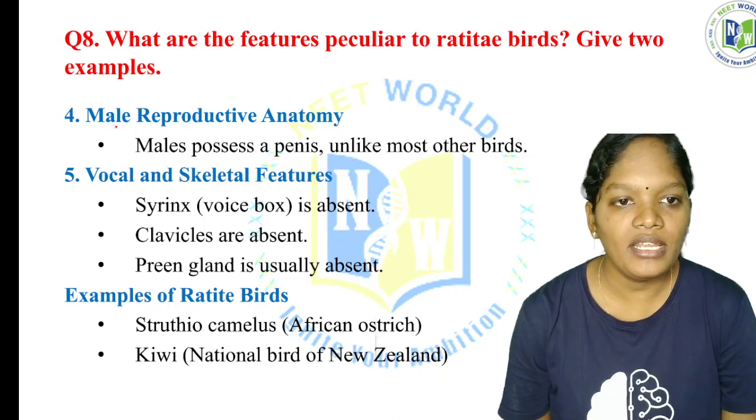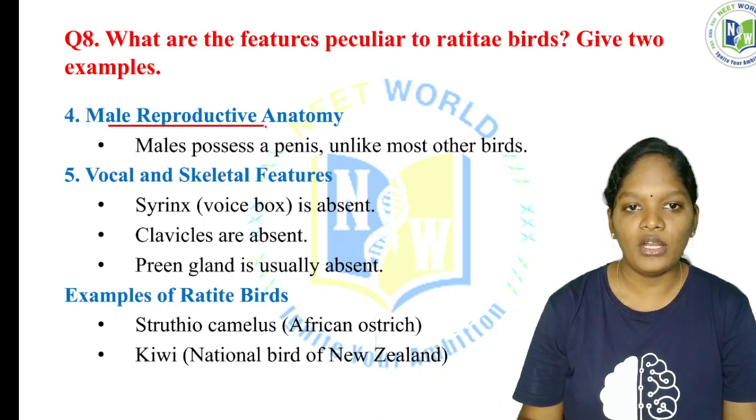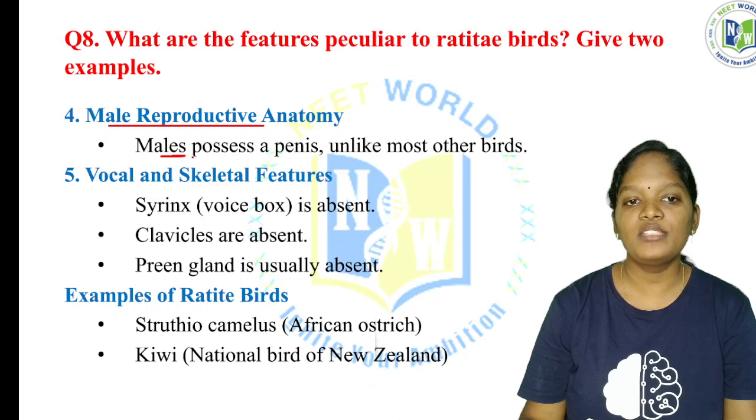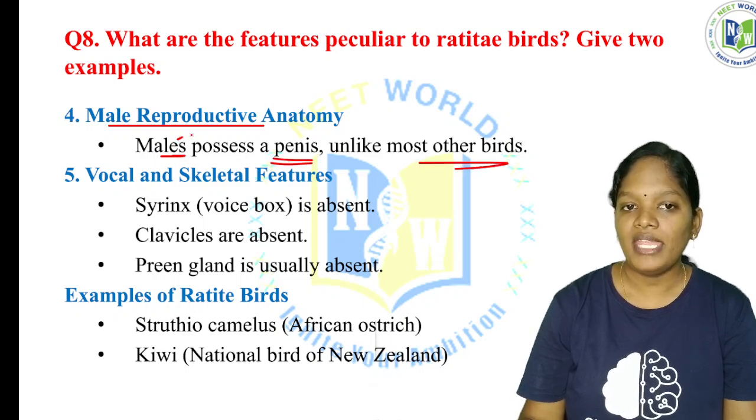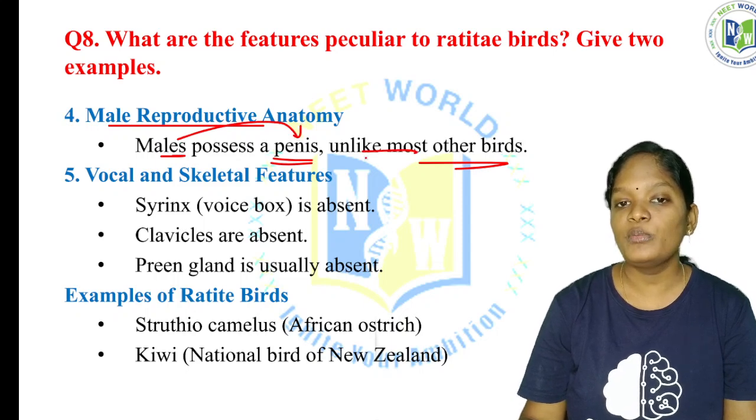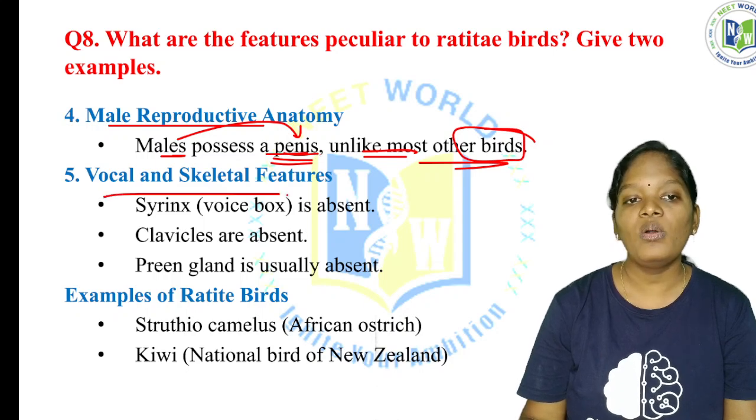Now what else will be there? Male reproductive anatomy. Here the males possess a penis unlike most other birds. Okay, males possess a penis unlike most other birds, which means the flight birds are not having a penis.